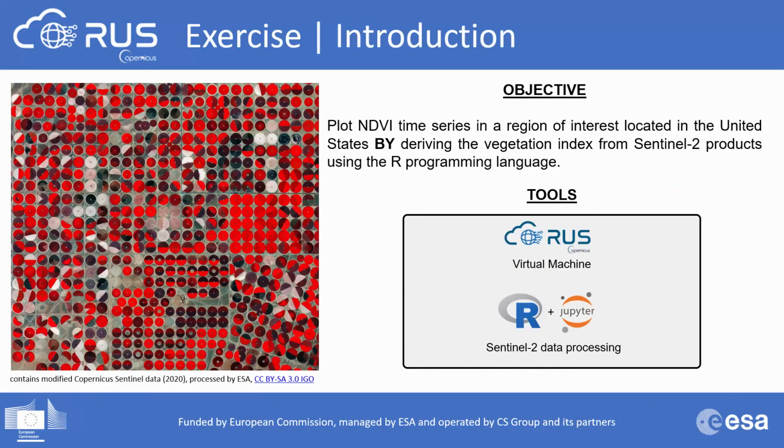So what is going to be the objective of our analysis today? Well, what we want to do is to plot an NDVI time series in a region of interest located in the United States, more in particular in California, by deriving the vegetation index, so NDVI, from Sentinel-2 products using the R programming language. So in this exercise, I wanted to add the temporal dimension by deriving this time series, since I think it's one of the key components of the Copernicus program.